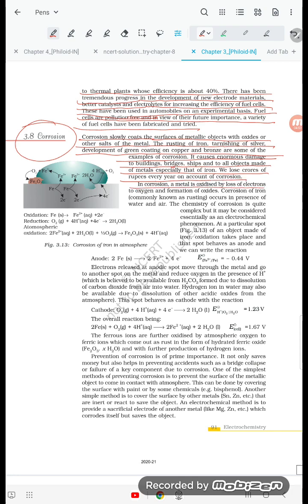In corrosion, a metal is oxidized by loss of electrons to oxygen and formation of oxide. Corrosion of iron, commonly known as rusting, occurs in presence of water and air. The chemistry of corrosion is quite complex, but it may be considered as follows.